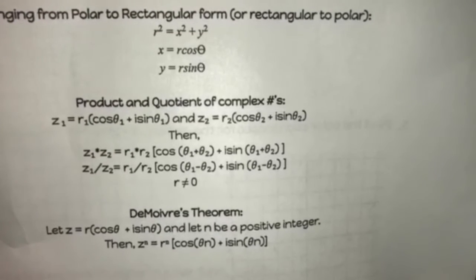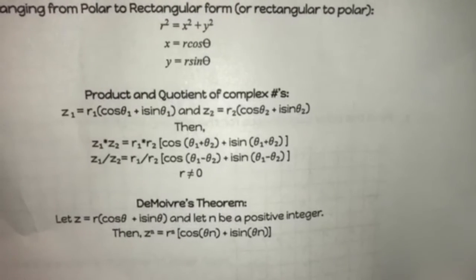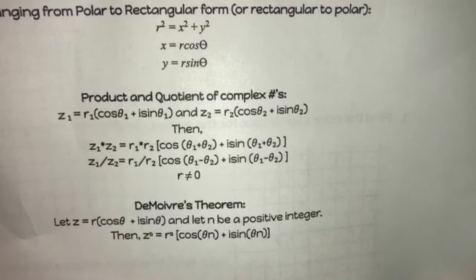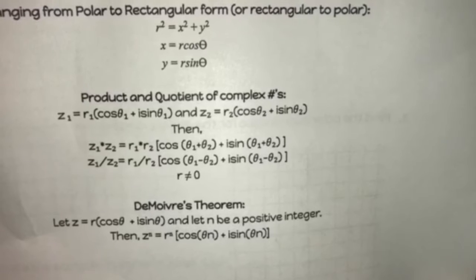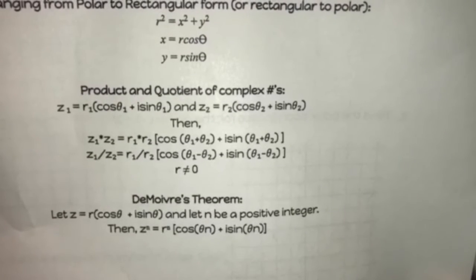R cannot equal 0. De Moivre's theorem: let z equal r times (cosine theta plus i sine theta), and let n be a positive integer. Then z to the n equals r to the n times (cosine of n theta plus i sine of n theta).